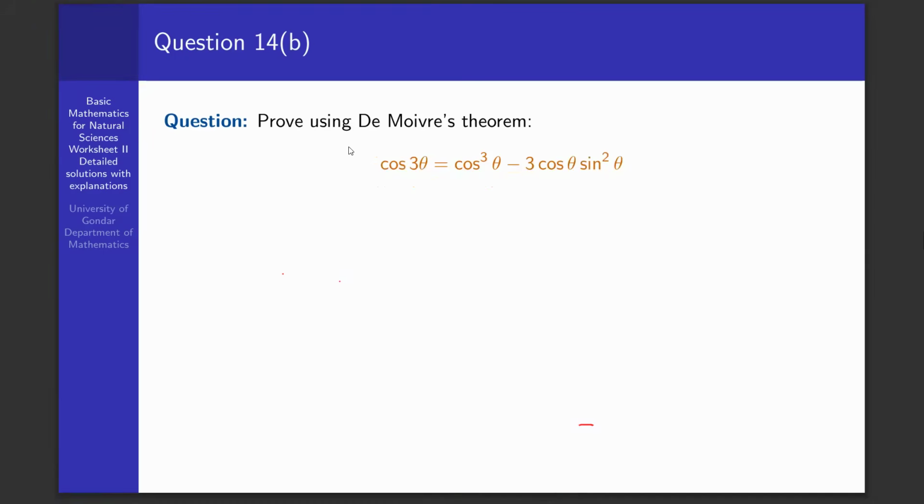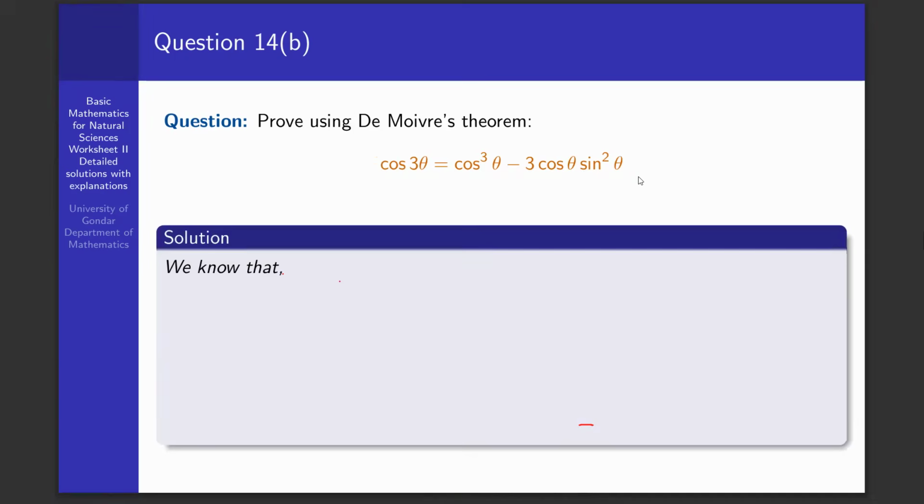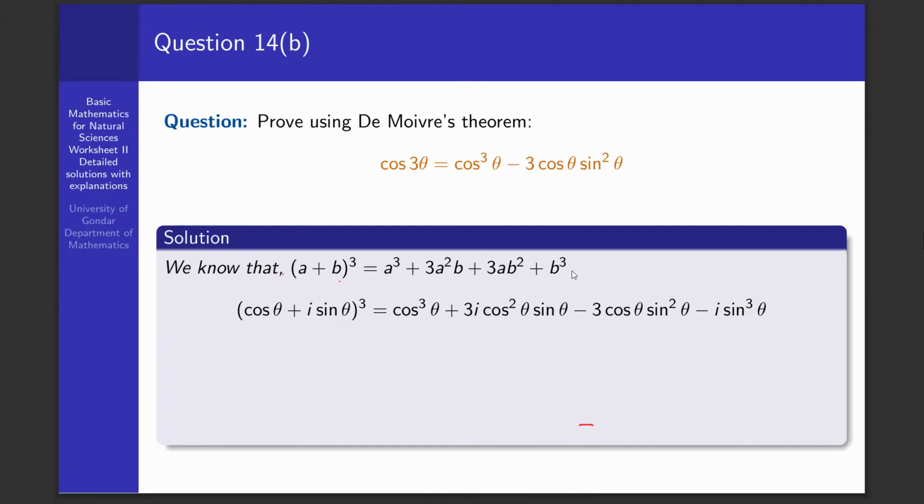The next one is similar to the previous one, I guess, again on the application of de Moivre's theorem. That is, prove using de Moivre's theorem that cos 3 theta is equal to cos cubed theta minus 3 cos theta times sin squared theta. To prove this, we use the expansion (a plus b) cubed, which is equal to a cubed plus 3a squared b plus 3ab squared plus b cubed.